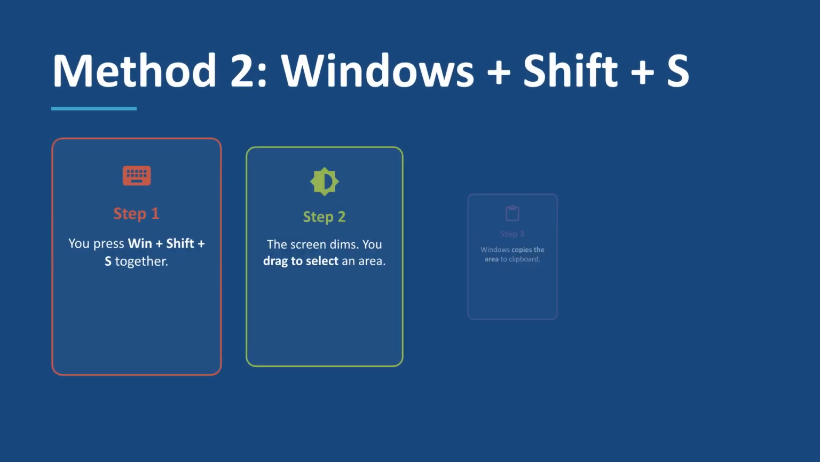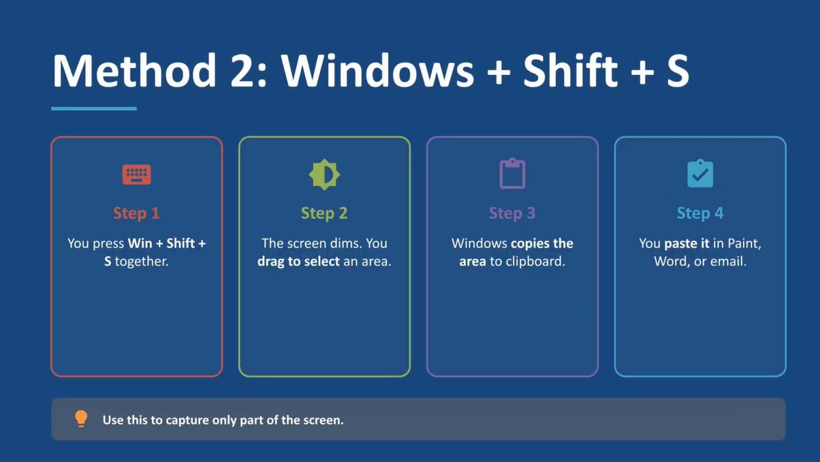Method 2 uses the shortcut, Windows plus Shift plus S. The screen dims, and you drag to select an area. Windows copies the selected area to the clipboard. You can then paste it into any application like Paint, Word, or email. This is ideal for capturing only part of the screen.